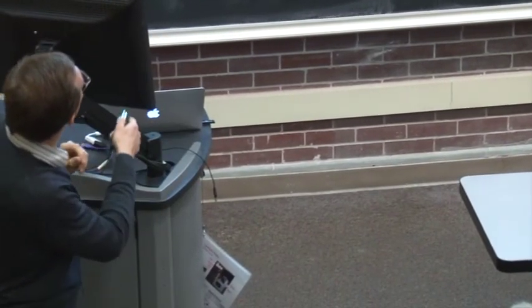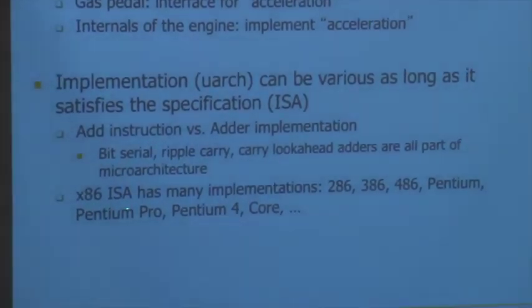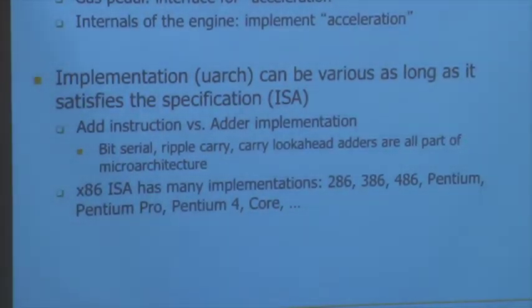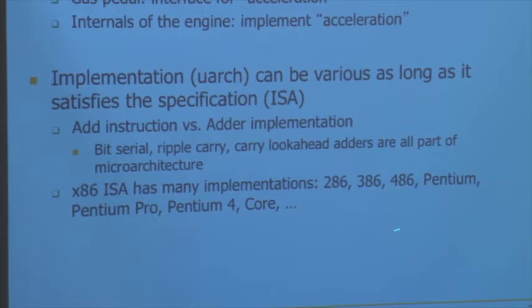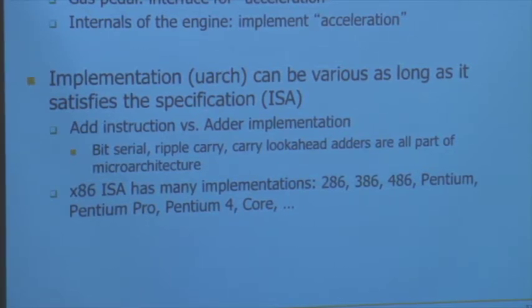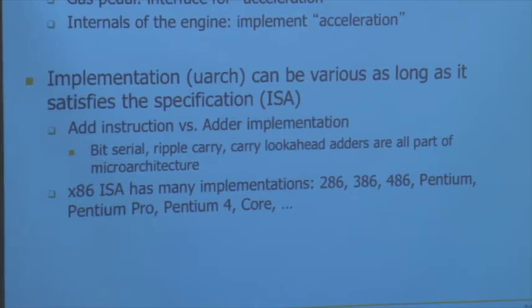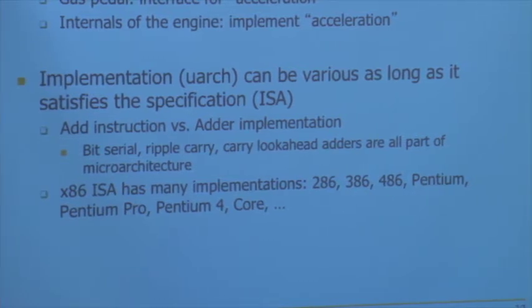OK. Similarly, now let's raise the abstraction level. This is only a single instruction. But if you have a collection of instructions, let's say the x86 ISA, it has many, many implementations, right? 286, 386, 486. Do you guys remember any of these? Or maybe you're too young to know what a 286 is. There's also 8086, but I didn't put it over here. But these have very different implementations of the same ISA.